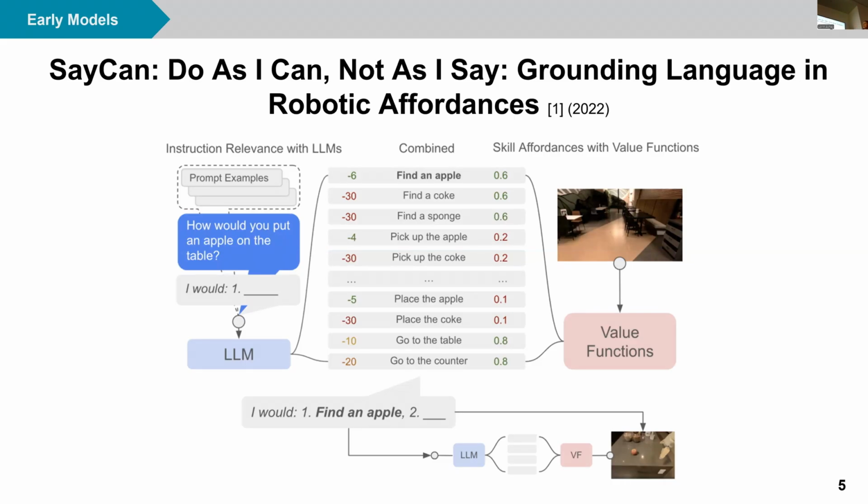So at inference time, the user would ask a question like, how would you put an apple on the table? And the model would go ahead and take the skills dictionary that it has, try to match that up in terms of relevance to the user prompt, assess the value function, like how likely the skill is to succeed, and then the combination of those is the probability of success for that particular skill. So whichever skill received the highest score would be the one that the robot executes.